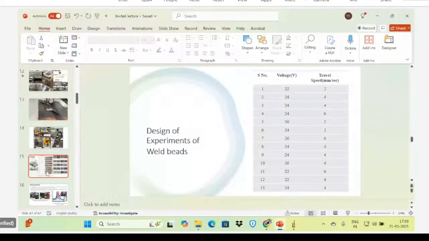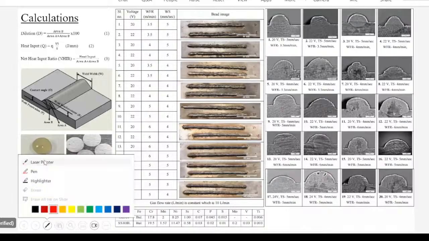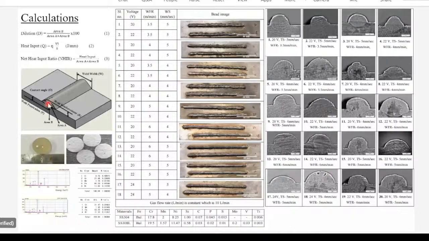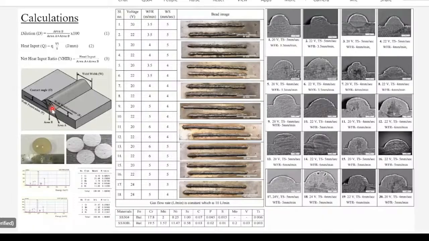Yeah, this image. In this image, you can see the weld bead terminologies being assigned. This distance is known as the weld width, and the top height above the substrate material is called the weld reinforcement height. The depth below the substrate material you can see is the penetration depth, or weld penetration.